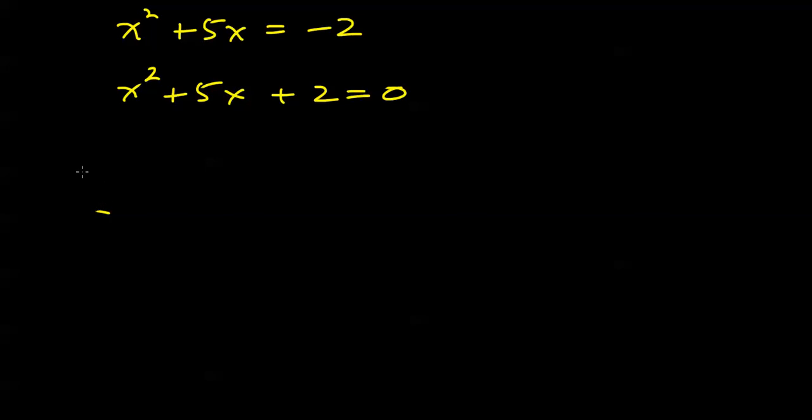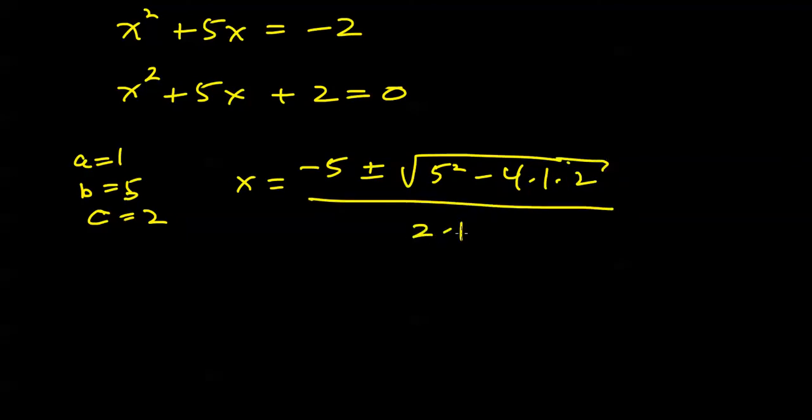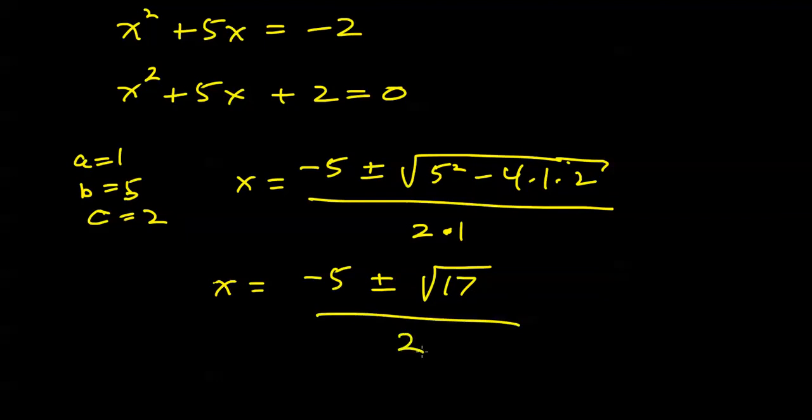So what I can do then is write down a equals 1, b equals 5, and c equals 2. x equals minus b plus or minus the square root of b squared minus 4 times a times c, all over 2 times a. x equals minus 5 plus or minus, let's see, 5 squared is 25, minus 8 is going to be 17 under the root sign, over 2 times 1 is 2.